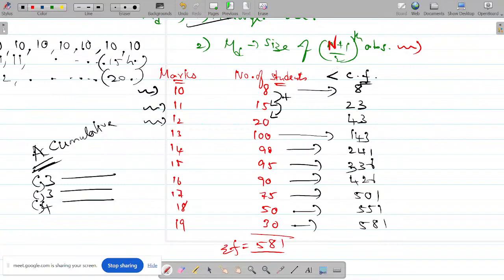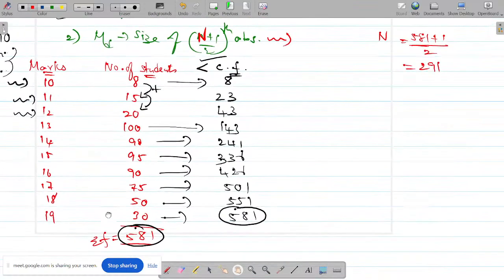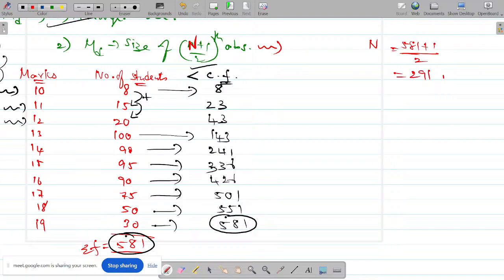We have two types, remember? Less than CF and greater than CF. This is less than CF. When we talk about less than CF, this final value should match 581. Why I'm doing all this is, I found the n value. What is the n value? 291.